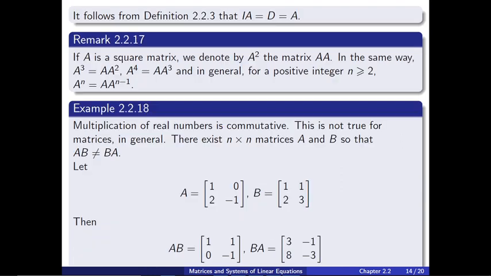Now, we talked about properties that do hold for matrices in Theorem 2.2.15 and Theorem 2.2.16. Now we want to talk about properties of real numbers that we will not find in matrices. So for example, the first property that we're going to talk about is matrix multiplication. So matrix multiplication is not commutative, whereas in real numbers we know that AB is equal to BA for every a and b, but in matrices this is not true in general.